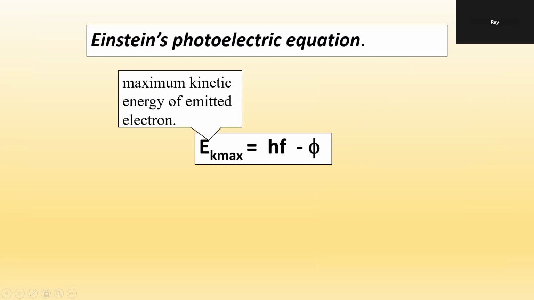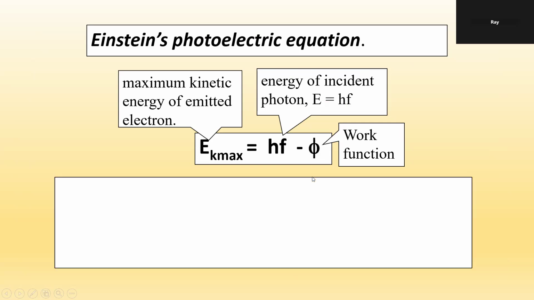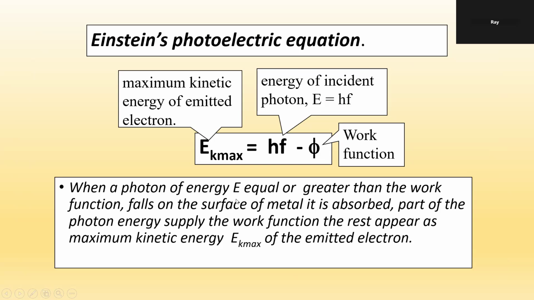So when a photon of energy greater than or equal to the work function falls on the surface of the metal, it is absorbed. Part of the photon energy is given to the work function. The rest appears as the maximum kinetic energy of the emitted electron. This is a statement of conservation of energy. Where the photon energy equals the work function, the electron leaves with zero kinetic energy. That's all.